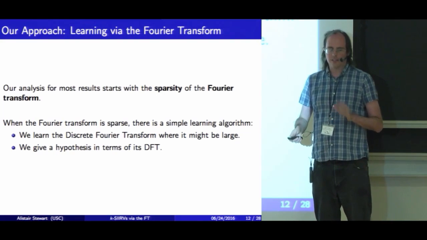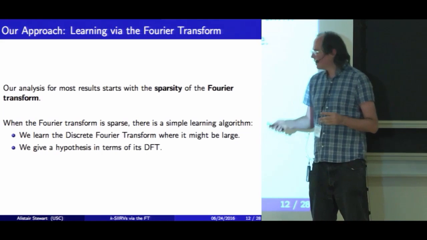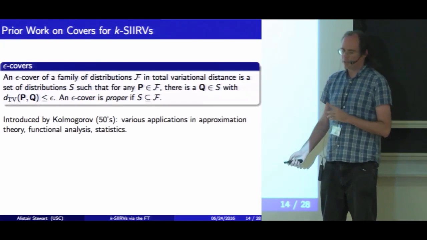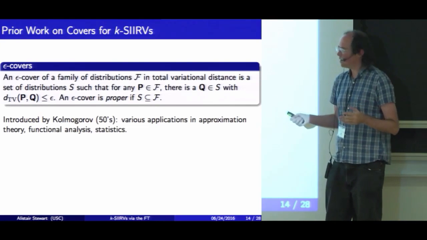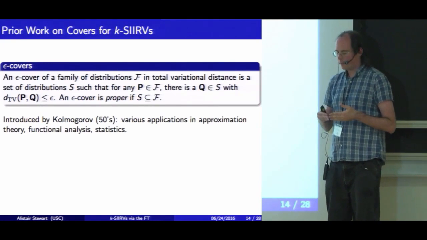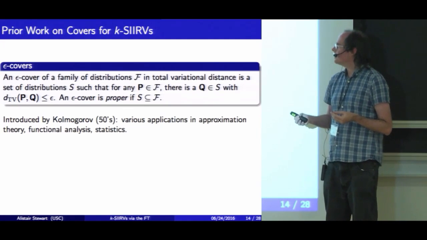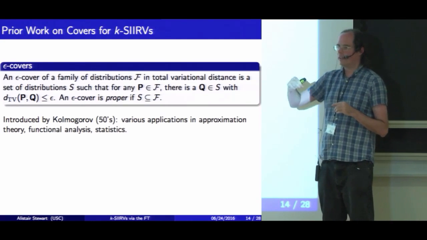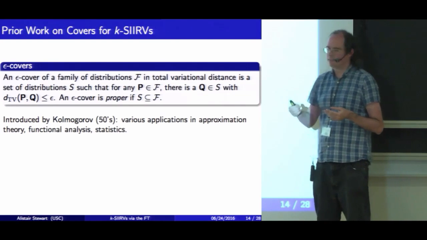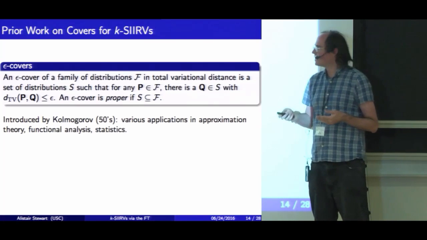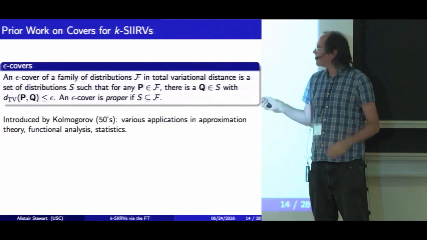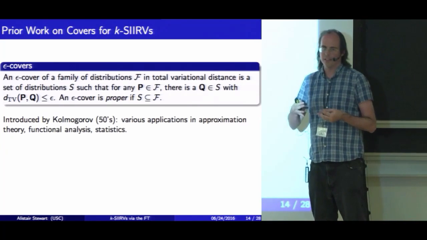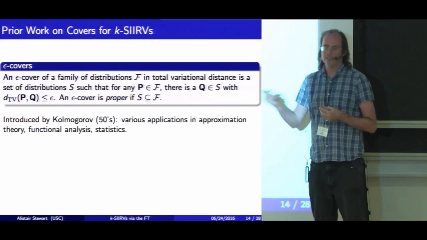I'll give more detail on this later. First, the other main area where we get results: epsilon covers. An epsilon cover is a set of distributions, preferably a small finite set, such that any distribution in the class is epsilon close to something from the set. More specifically, a proper epsilon cover is one where the distributions in this set are all actually in the class.